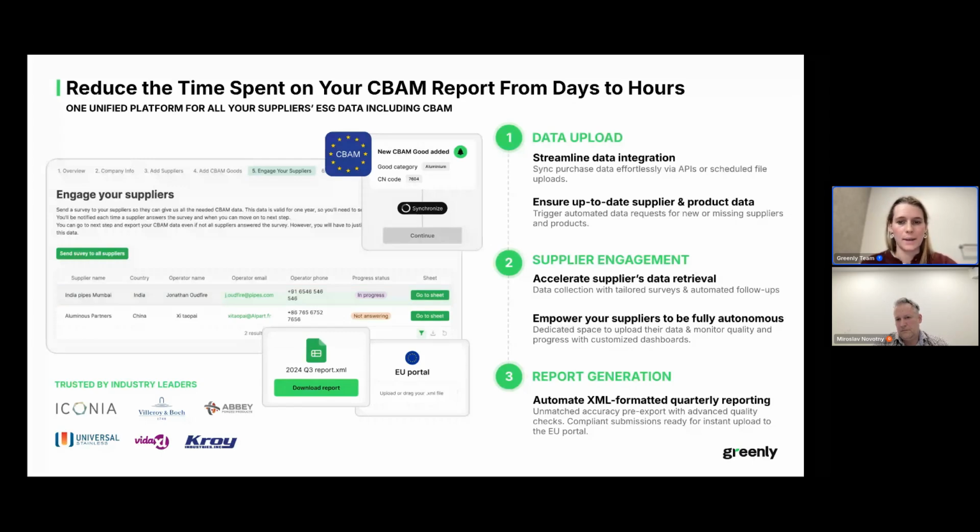And so the first step to faster CBAM compliance is eliminating manual data entry. Our platform allows you to sync purchase data effortlessly by leveraging API integration, scheduled file uploads as well, and automated data requests from your suppliers, so that your suppliers' emissions will automatically be populated into your reports. This is really the key and the heart of this tool, enabling you to crunch data and make sure this is accurate.